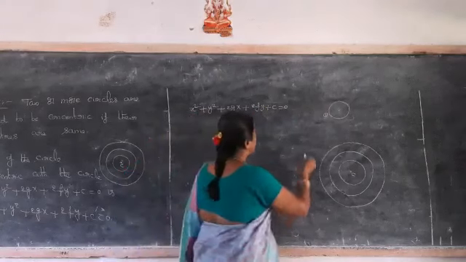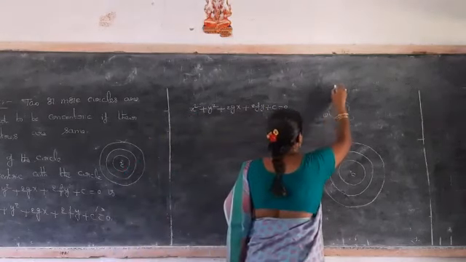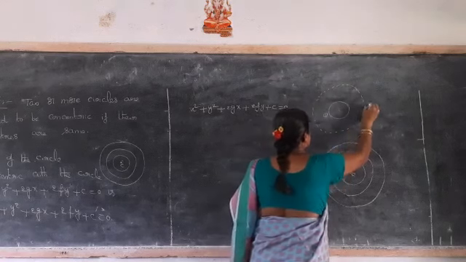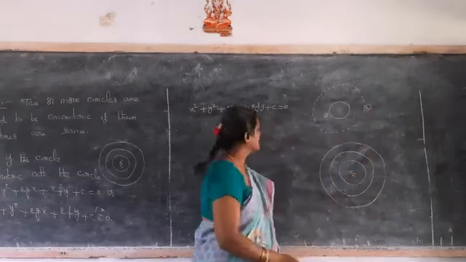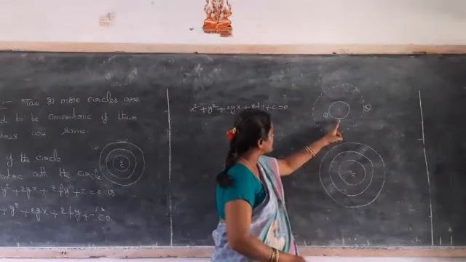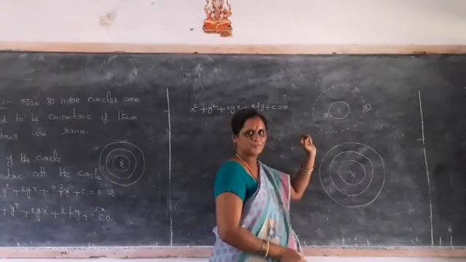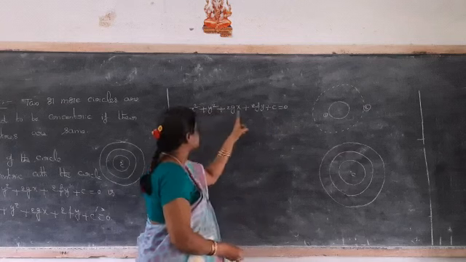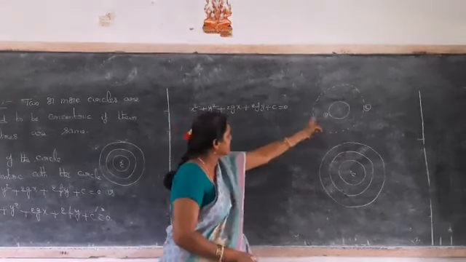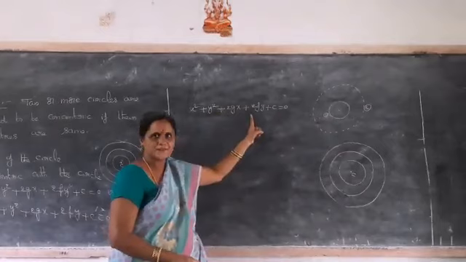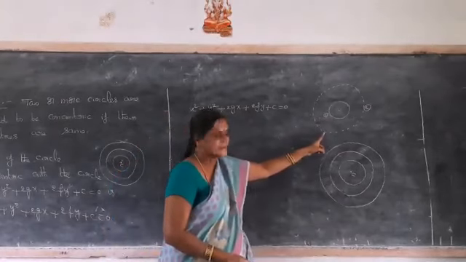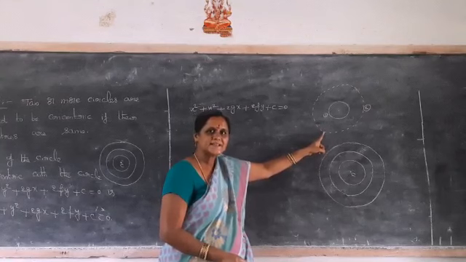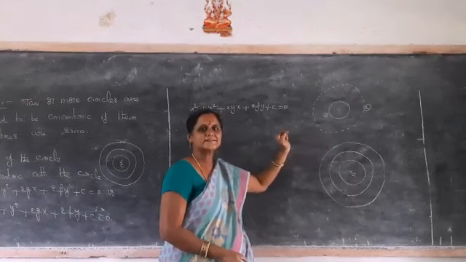Okay. Now I consider another circle. This circle's equation is 2. Now observe, we have taken two concentric circles. Here we know the equation of circle 1 is this one. Now we have to find the equation of this dotted circle. What is this dotted circle? It is a concentric circle.